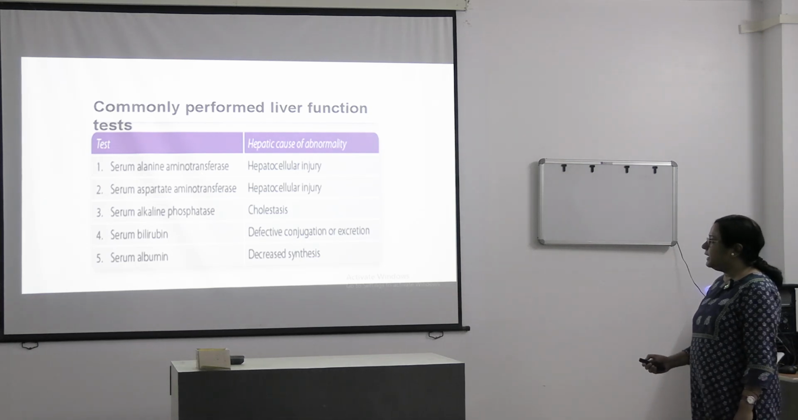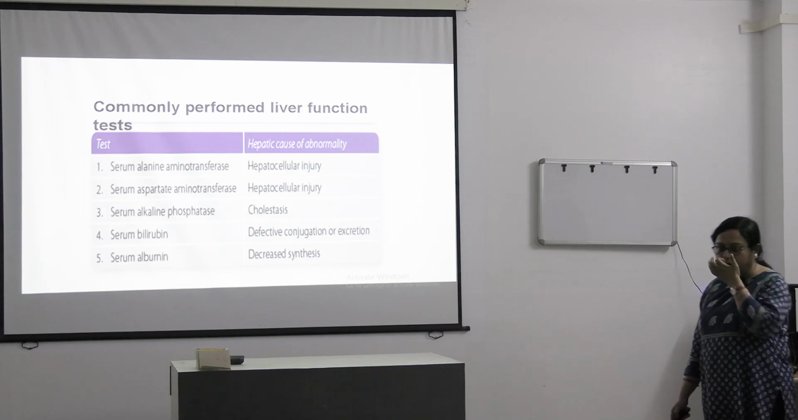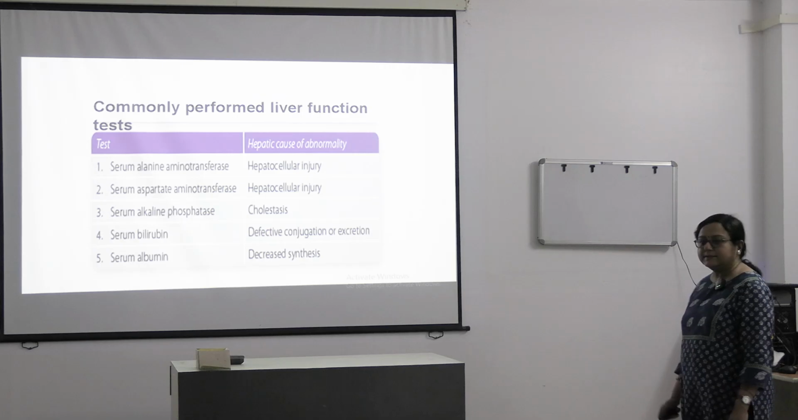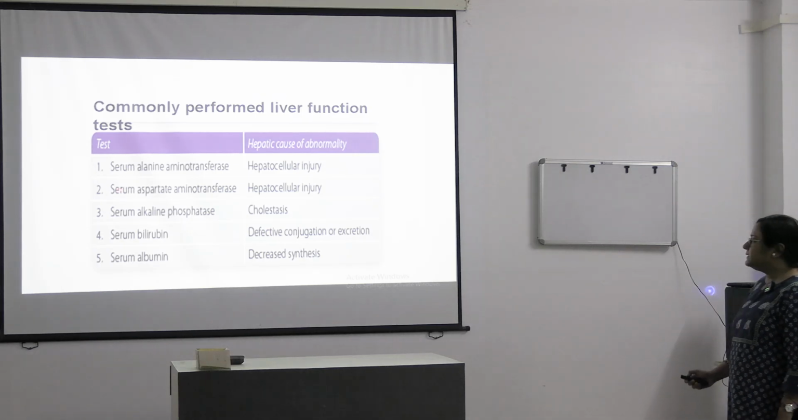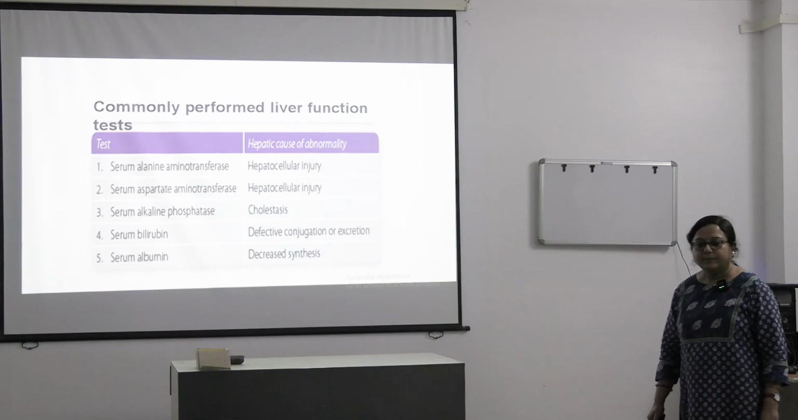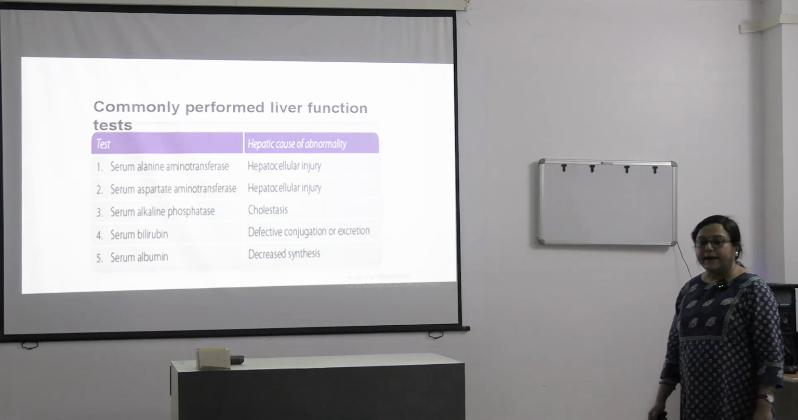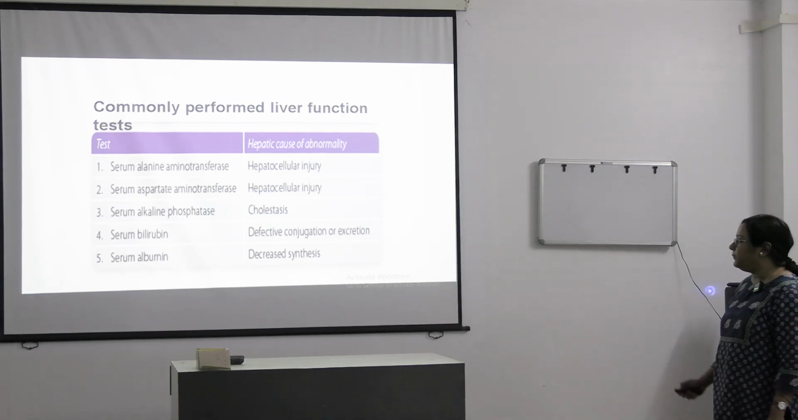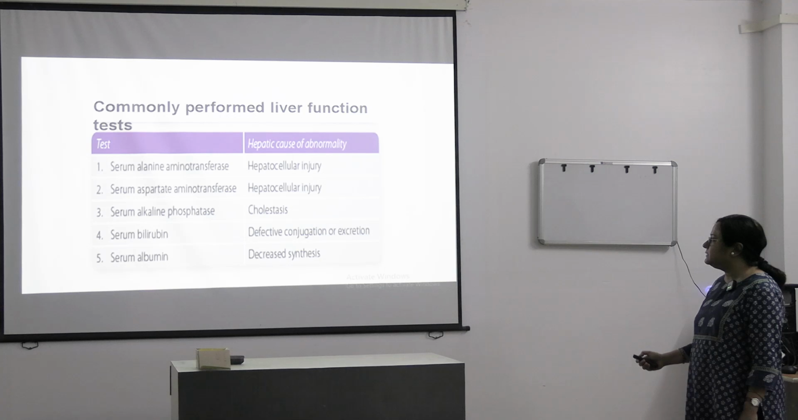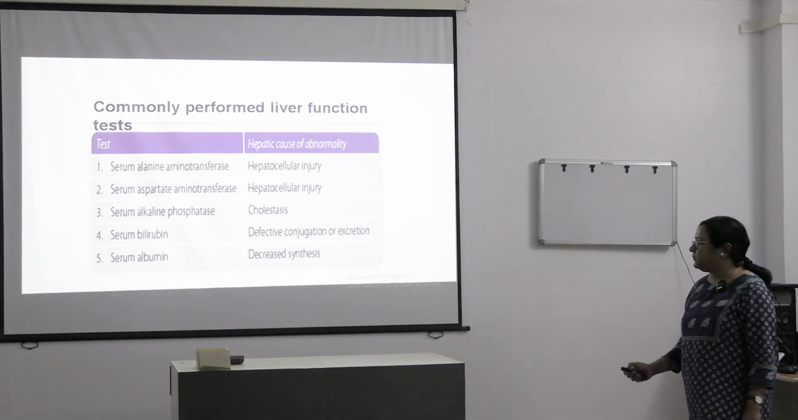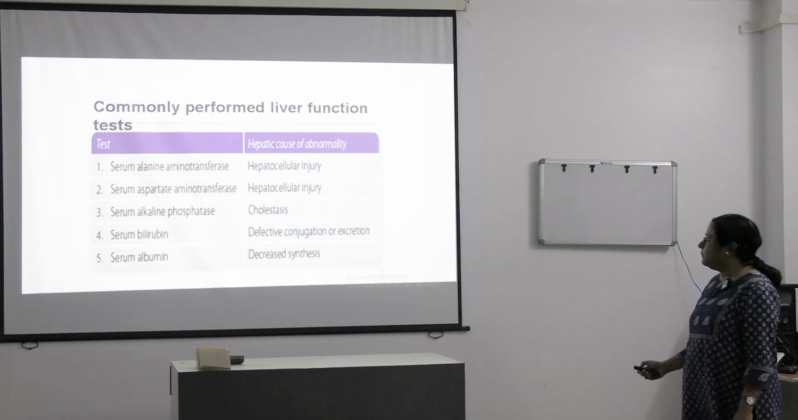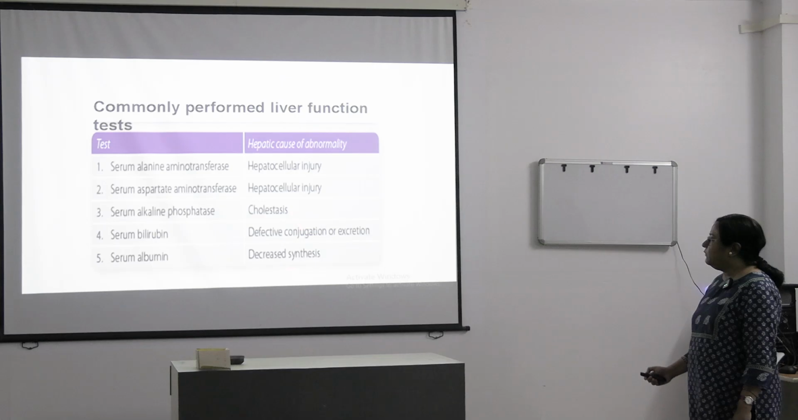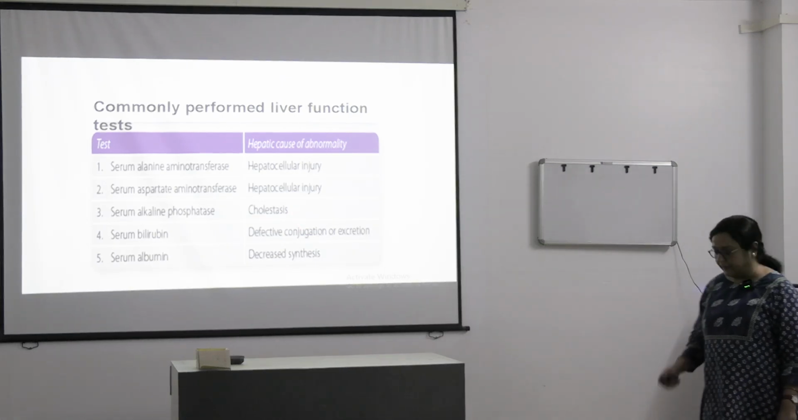See, this is serum alanine aminotransferase, or ALT or SGPT. The hepatic cause of abnormality is hepatocellular injury. Next is serum aspartate aminotransferase, and this is SGOT. The hepatic cause of abnormality is again hepatocellular injury. Next is serum alkaline phosphatase. It is abnormal in cholestasis. Serum bilirubin is abnormal in defective conjugation or excretion. And serum albumin, there will be decreased synthesis of albumin.